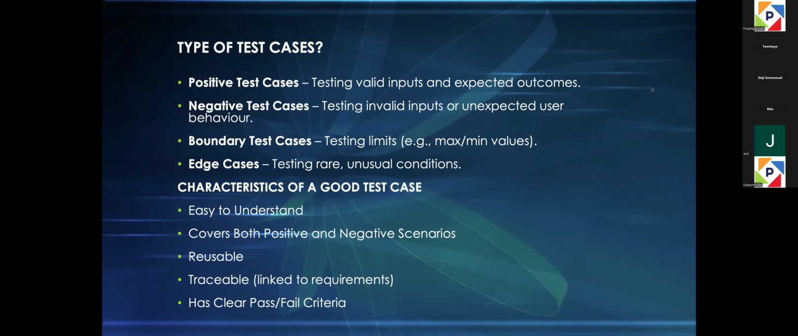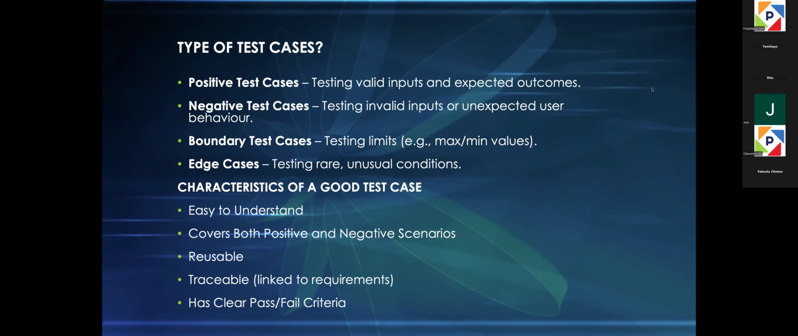So we have types of test cases. So we have positive test cases, which is exactly what we'll be focusing on today. You have to have a good understanding of positive test cases before you can move on to negative test cases. So positive test cases, this is testing the valid inputs and expected outcomes, while that of the negative test is testing the invalid inputs or unexpected user behavior when you input invalid data.